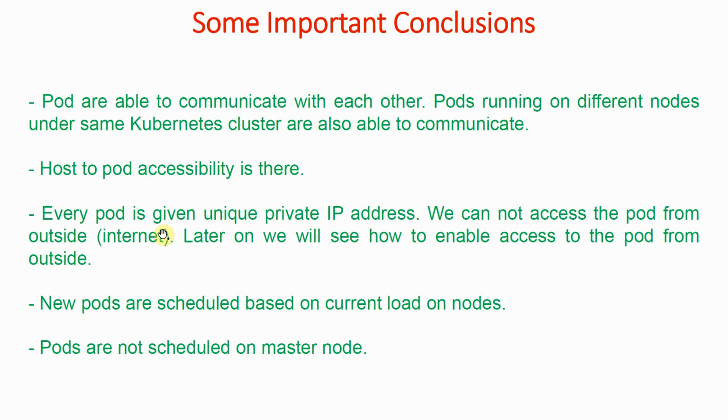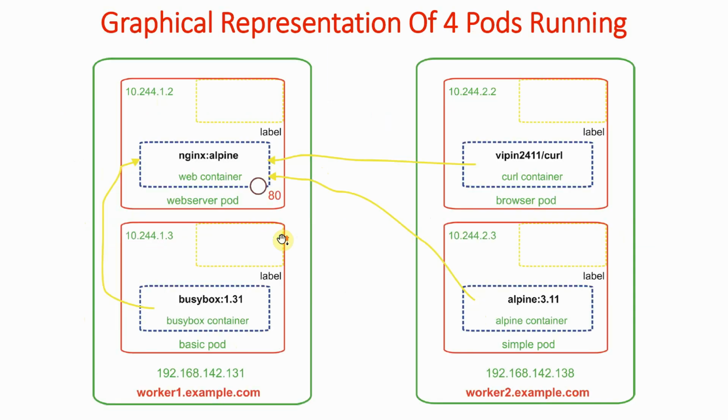And regarding this, every pod is given a unique private address. So if you look at this, these have been given 10.244.1.2 address, 1.3, 2.2, 2.3. Unique addresses to every pod.